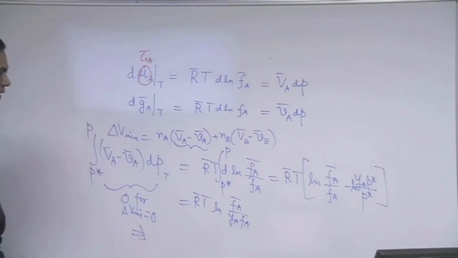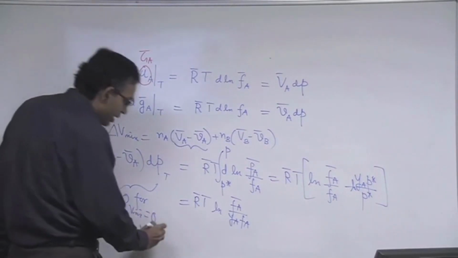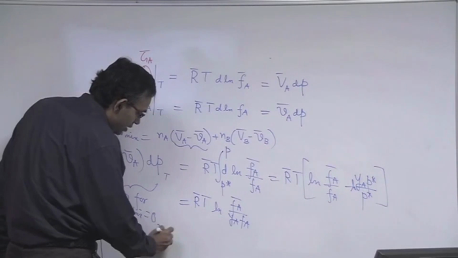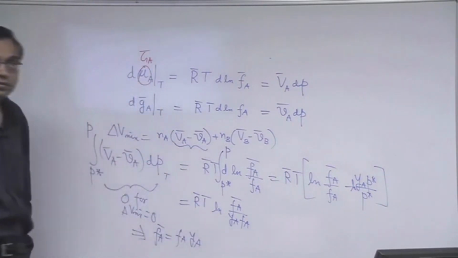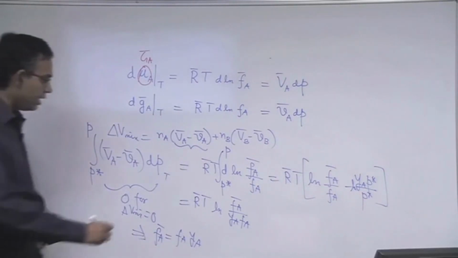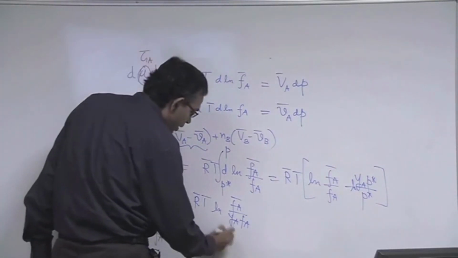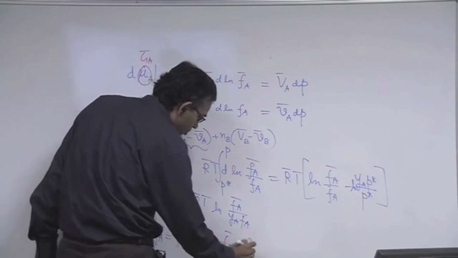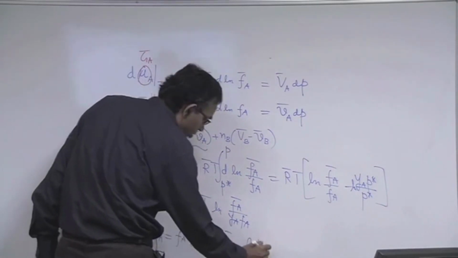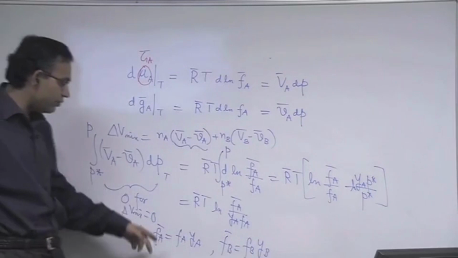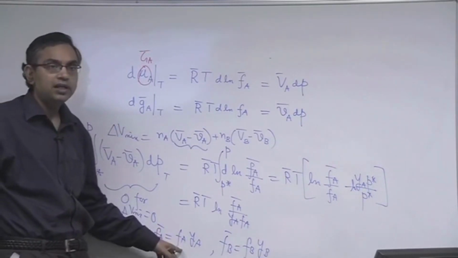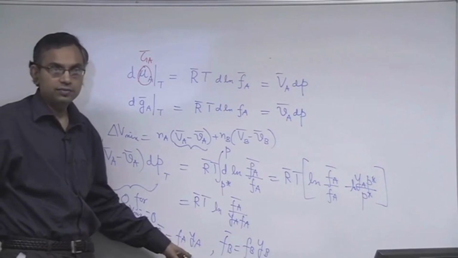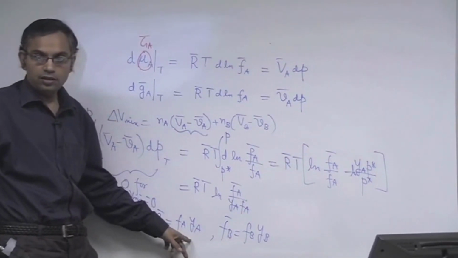That means for delta V mix equal to 0, you must have F bar A is equal to FA YA, right, and similarly F bar B is equal to FB YB. So you can relate the fugacity of the component in the mixture with the fugacity of the pure component purely through the mole fraction.